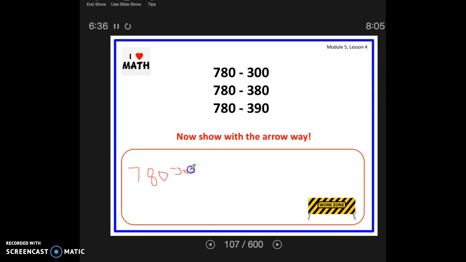Don't forget to put your arrow underneath. And what do we get? Well, here's our 7, here's our 3. If we have 700s and we take away 300s, we get what? 400. So our answer is 480.